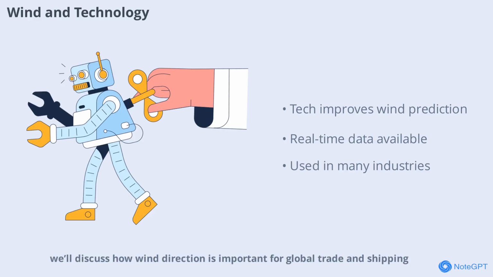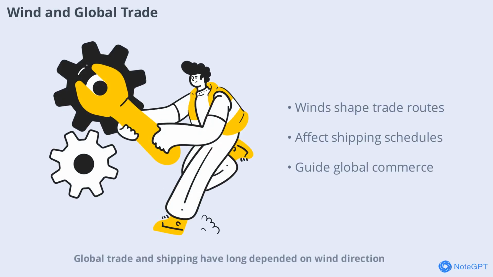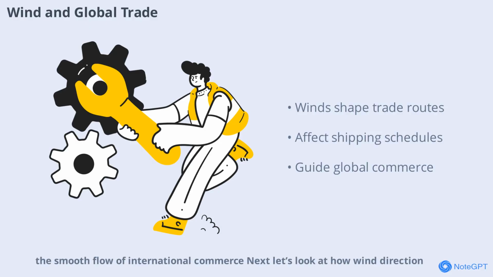Next, we'll discuss how wind direction is important for global trade and shipping. Global trade and shipping have long depended on wind direction. Ancient trade routes were established based on prevailing winds, allowing goods to move efficiently between continents. Even today, wind patterns influence shipping schedules and fuel consumption. Understanding wind direction is essential for the smooth flow of international commerce.